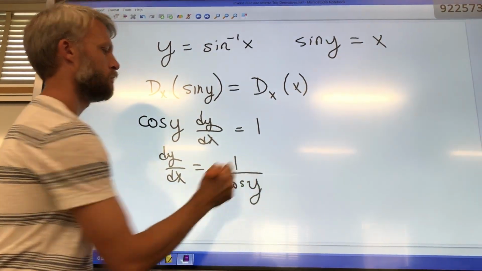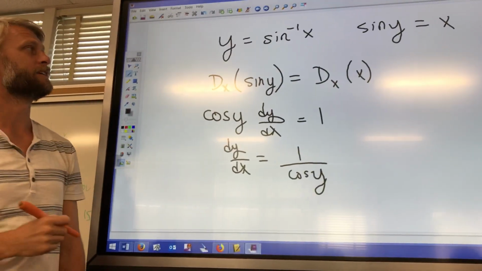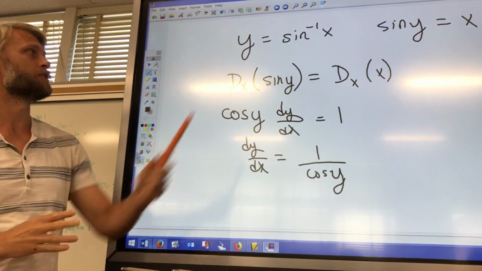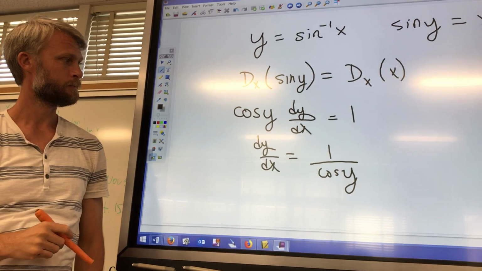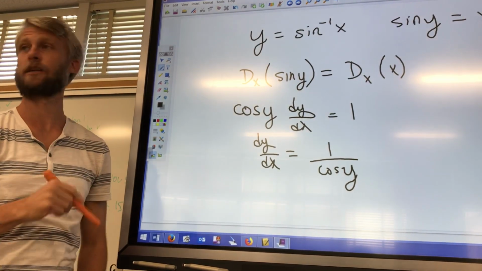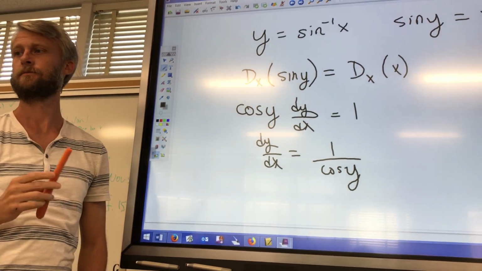Problem with that is what? It is not in terms of x. We need it to be in terms of x. Yes? So how do I turn cosine y into something that is in terms of x?